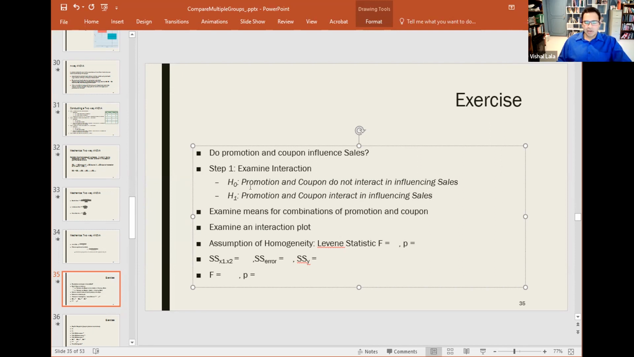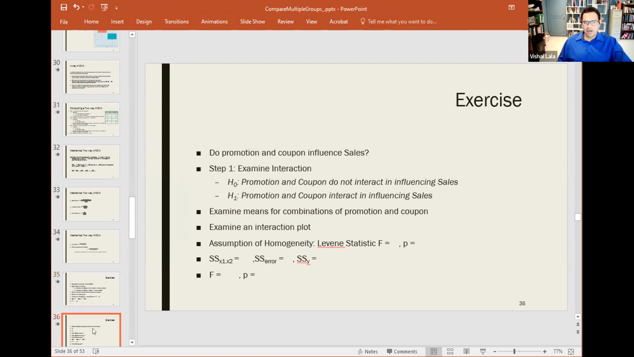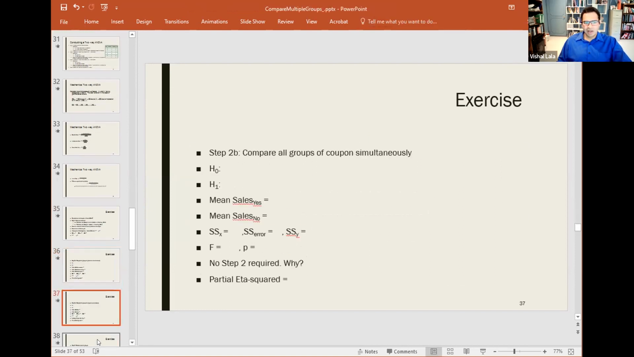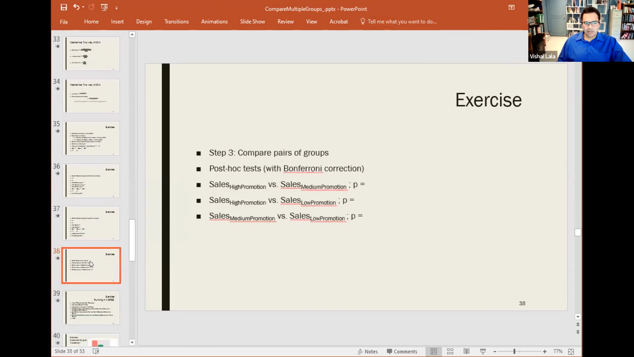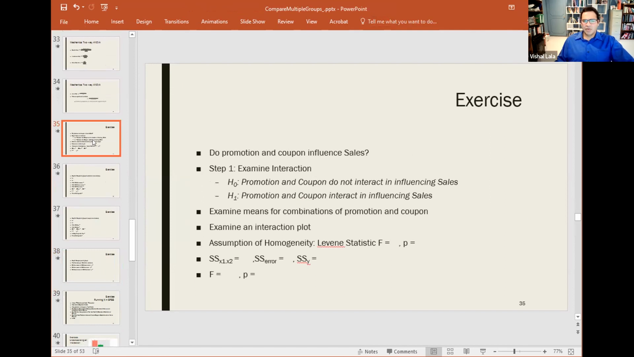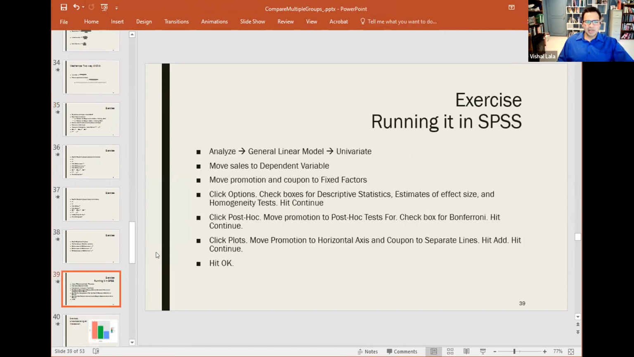So we're going to examine this hypothesis, and we'll examine a plot along the way as well here, and then we'll examine main effects like we did before, and then on to post-hoc tests. Some of this will be repetitive as we go through, you'll notice very soon. Now, to run this in SPSS, here's what you'll be doing. Let me go on to actually put this to practice.